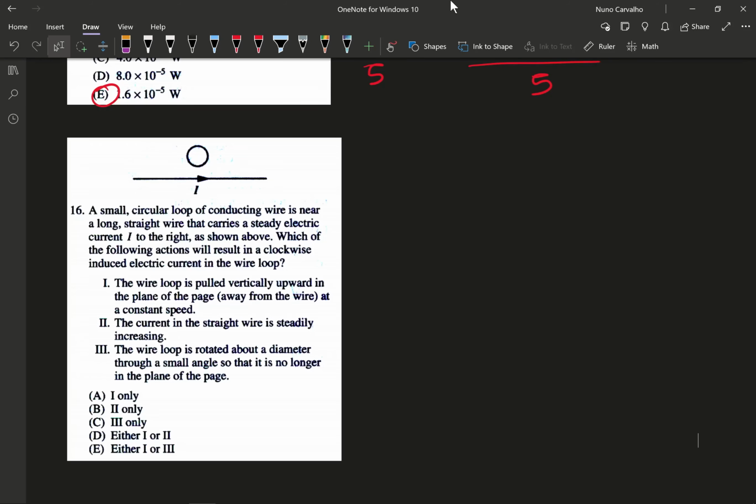Number 16, we're told that a small circular loop of conducting wire is near a long straight wire that carries a steady electric current I to the right as shown above. We're asked which of the following actions will result in a clockwise induced electric current in the wire loop.